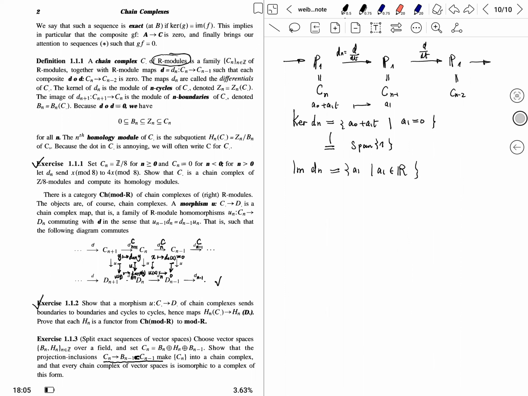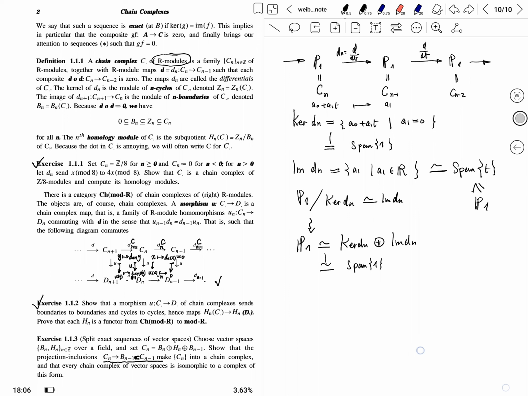But when you talk about this, P1 quotient by the kernel of Dn is isomorphic to the image of Dn, and we realize Pn written as a sum of kernel Dn isomorphic with the image of Dn. What do you see? Yeah, the image of Dn is isomorphic to the span of T, as a submodule of P1. Actually, what you say here is kernel of Dn plus sum with span of T.